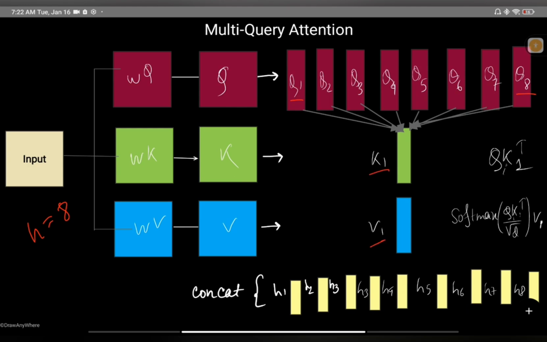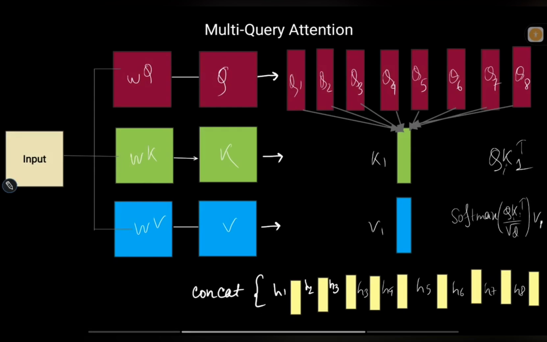Then we do the operations related to calculating the attention matrix, right? We multiply Q1 with K1 transpose and we get one head. Then we also get another head by multiplying Q2 with K1 transpose. So we multiply each of these query components with this K matrix, and we get 8 heads, right? After that, we take the softmax and then multiply with the V matrix, and again we get different heads after multiplying with the value matrix.